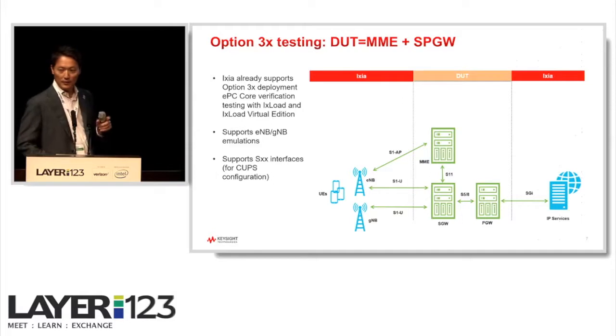Okay, and there are 3GPP specifically devised protocols to support these functions. They call them the Sx interfaces, Sxa all the way to Sxc. Okay, and we can support this today. In addition, we support gNodeB emulation as well. So you can actually run a complete option 3X test when you're implementing your initial 5G networks.